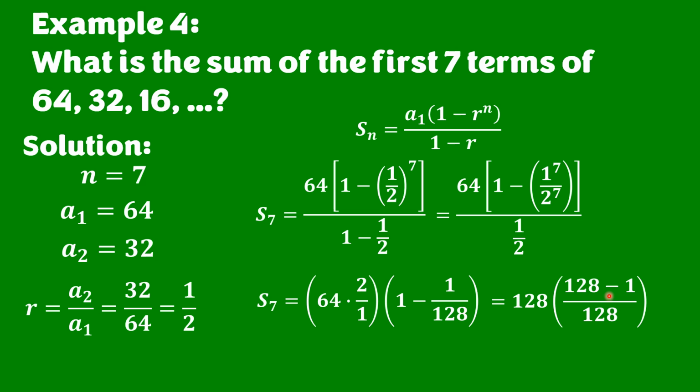So 128 minus 1 is equal to 127, and then 128 divided by 128 is equal to 1. So simplify, 1 times 127 is equal to 127. So the value of S sub 7 is equal to 127. So the sum of the first 7 terms of the geometric sequence 64, 32, 16, and so on is 127.